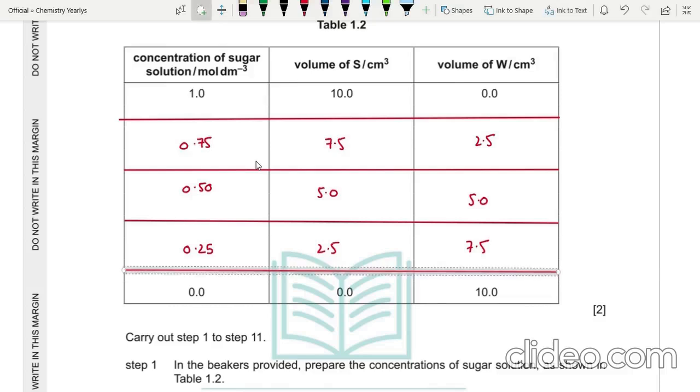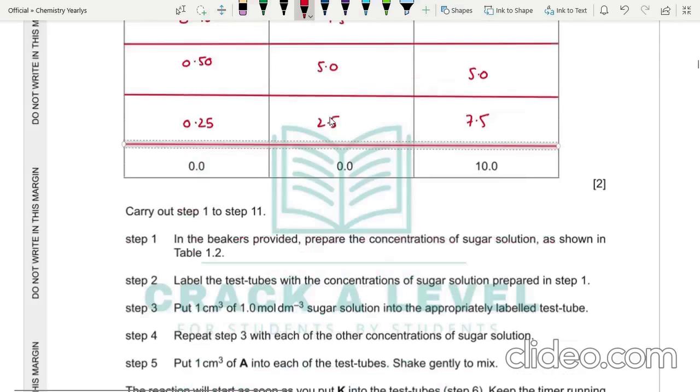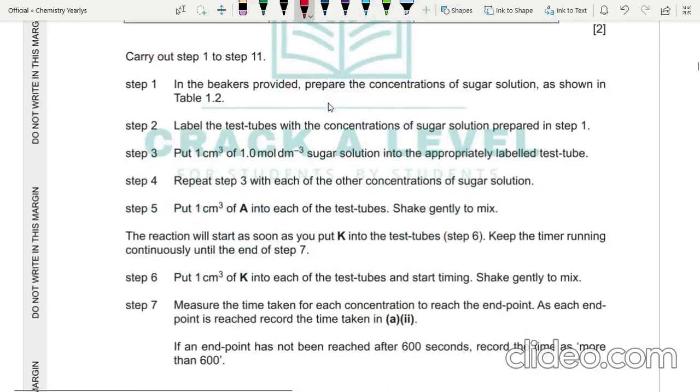So we have made the table. Now let's move on. Carry out step 1 to 11. In the beakers provided, prepare the concentration of the sugar solution as shown in table 1.2. Label the test tubes with the concentration of the sugar solution prepared in step 1.